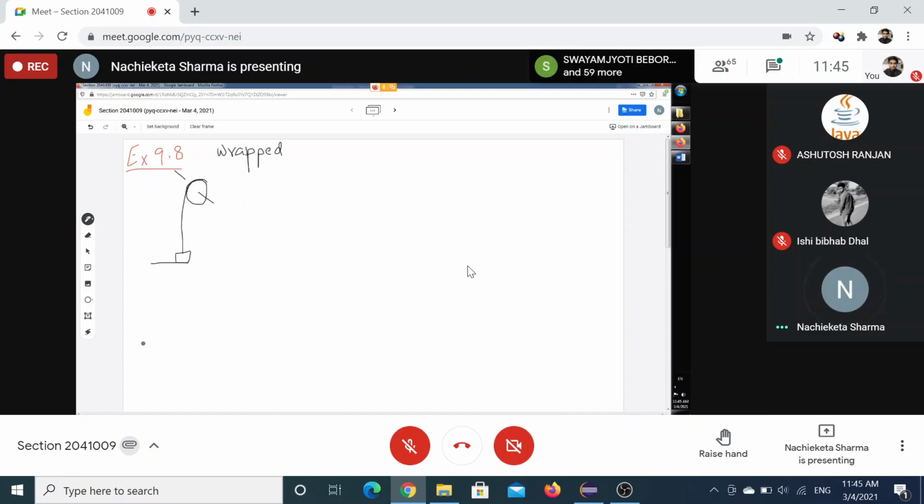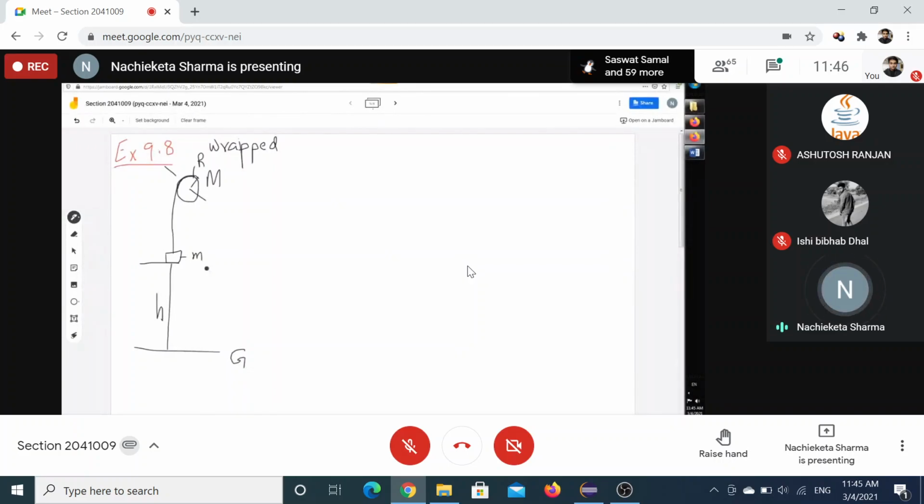This is the ground, and the mass is at a height of h from this ground. This distance is h. The mass of this big cylinder is m, and its radius is r. The mass of the block is small m, and its height is h.